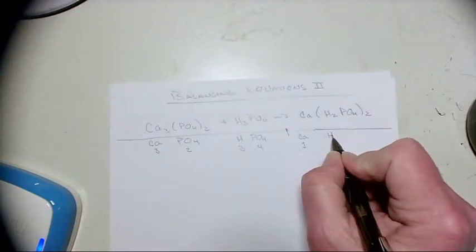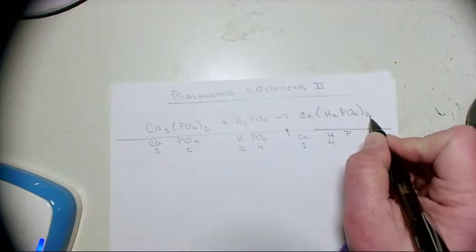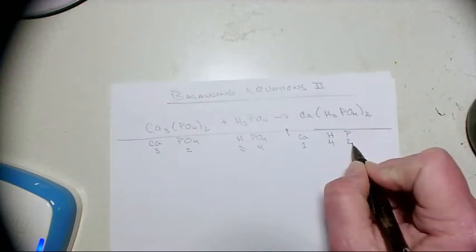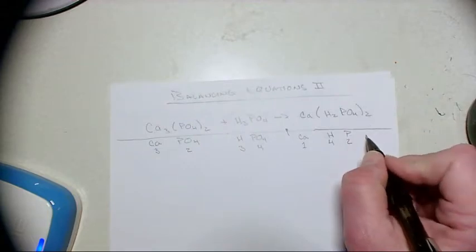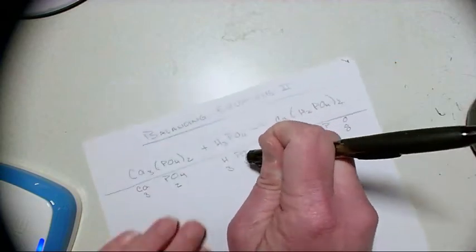So I have hydrogen here. 2 times 2 is 4. Phosphate, 2 times 1 is 2. Oxygen, 2 times 4 is 8. I'm going to come over here and do the same thing. We're going to break this part.